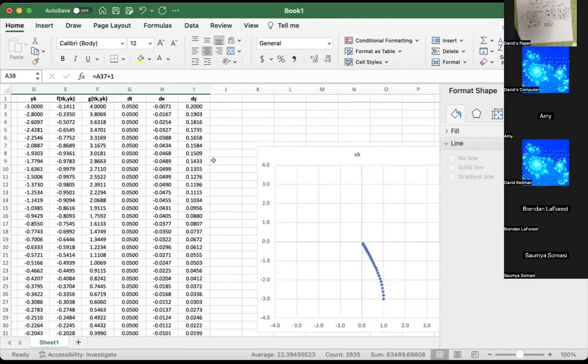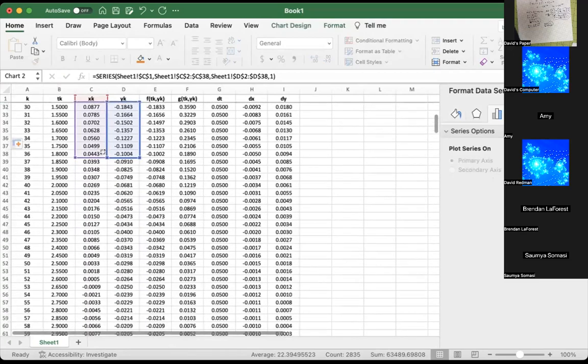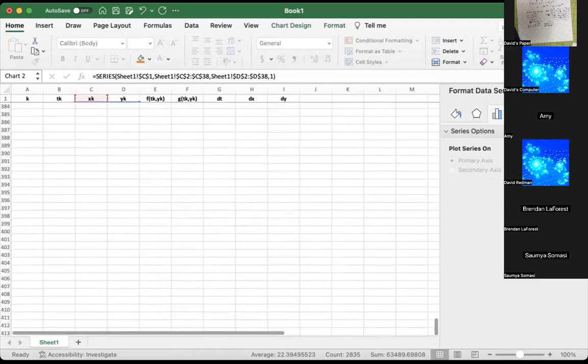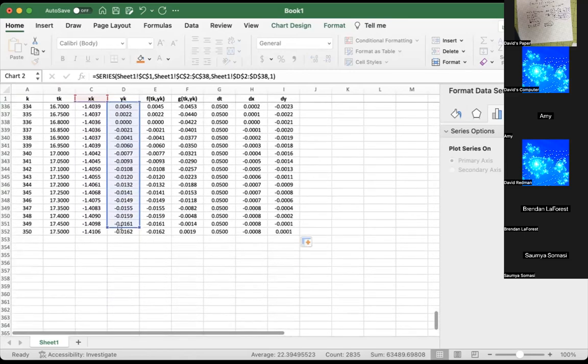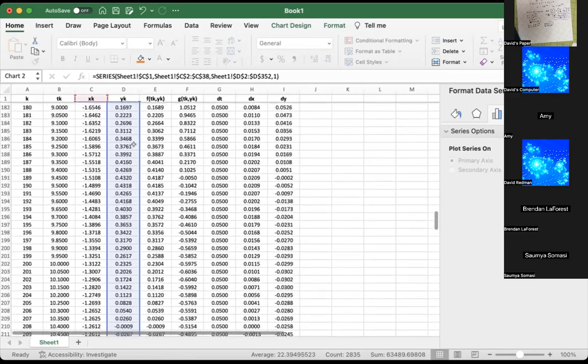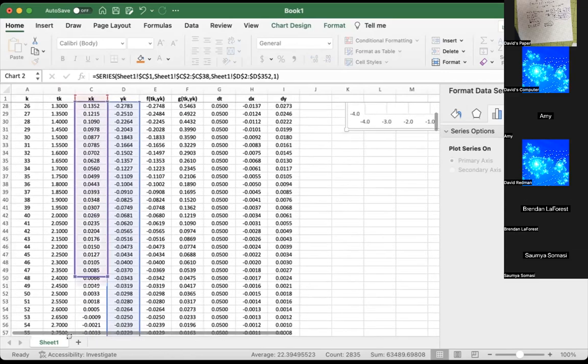Now I'm going to get back to my picture. I'm going to pull down both of these. And this cost me a little time, but it's going to be worth it. Here's a problem with a numerical approximation.